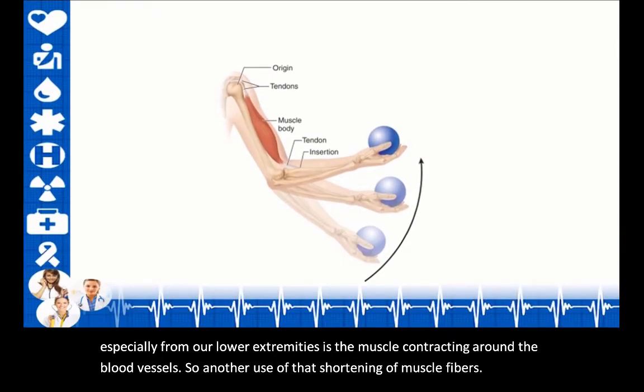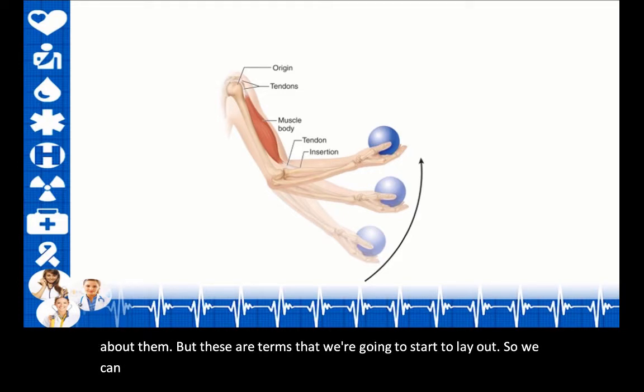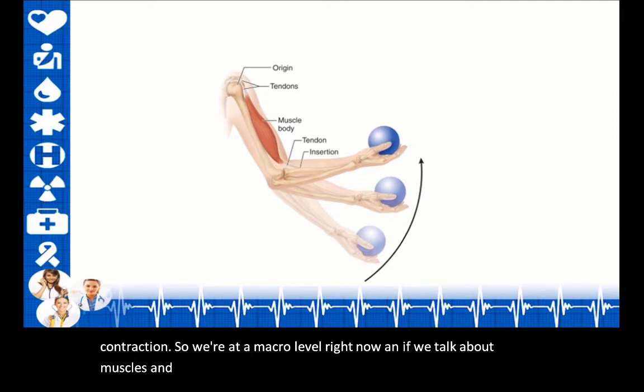I want to highlight some terms here. On the next slide, you can read more about them, but these are terms that we're going to start to lay out so we can understand movement and we can understand the actual process of contraction. So we're at a macro level right now, and if we talk about muscles and the movement of the body, we have to be pretty particular about what we're talking about.